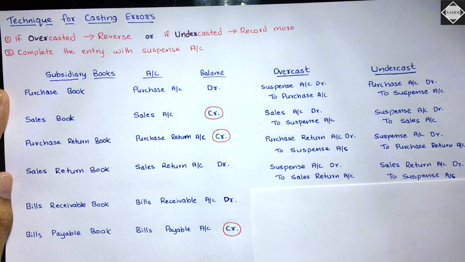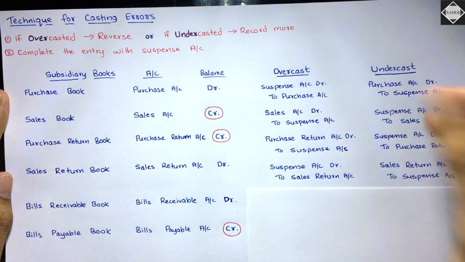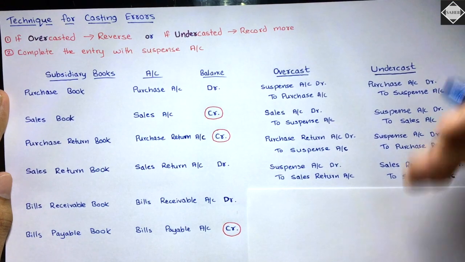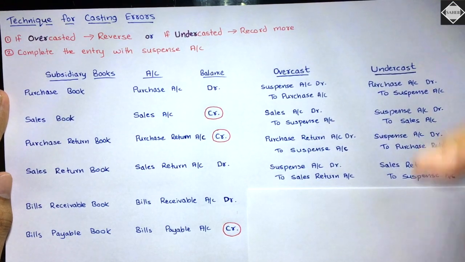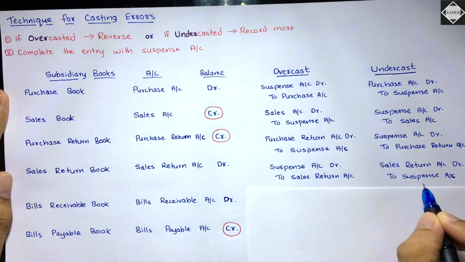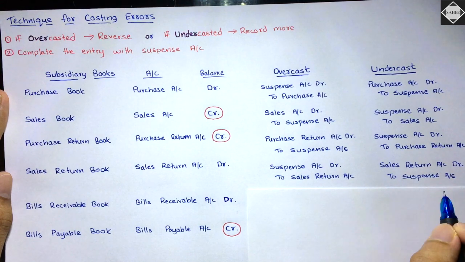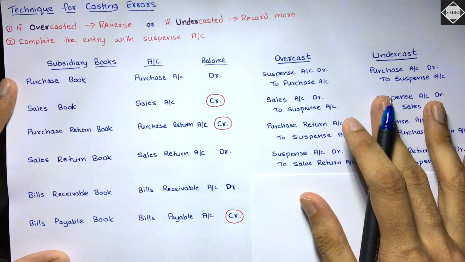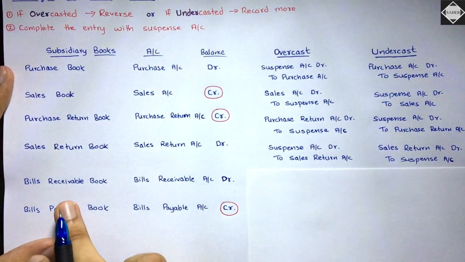Then what will happen? Undercast, less than what it actually is. Common sense. Undercast means you have to increase. It is under, you have to bring it up. So you will debit the sales return account and increase it, and complete the double entry with the suspense account. Sales return account debit to suspense account. Clear? Yes.